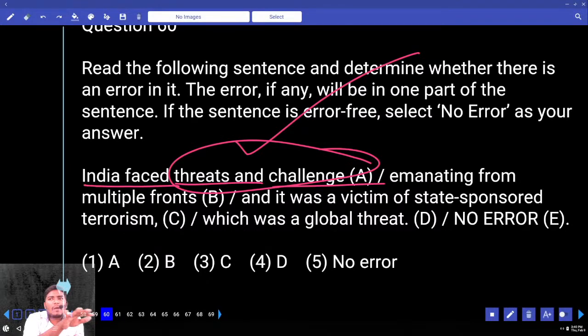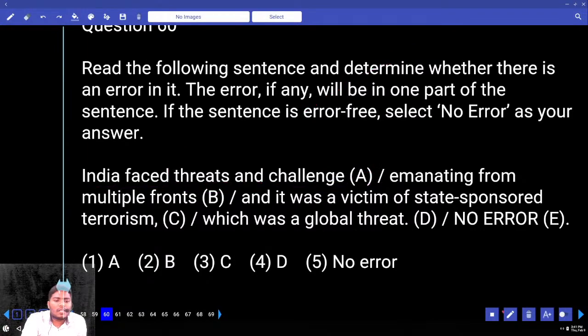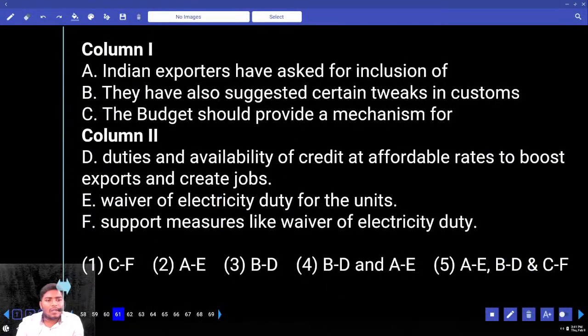It must be used to combine equal rank of sentences or equal rank of words. Now, you must only go with threats, is plural. Again, challenges also must be plural. Next, move to 61. Connect column 1 with column 2.